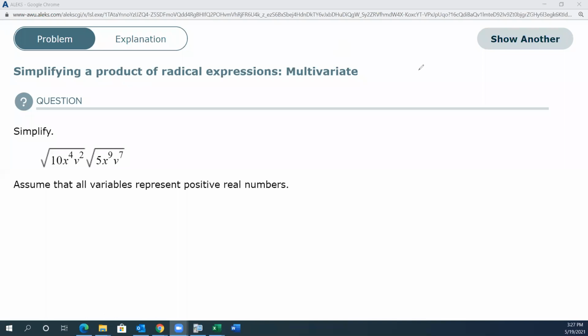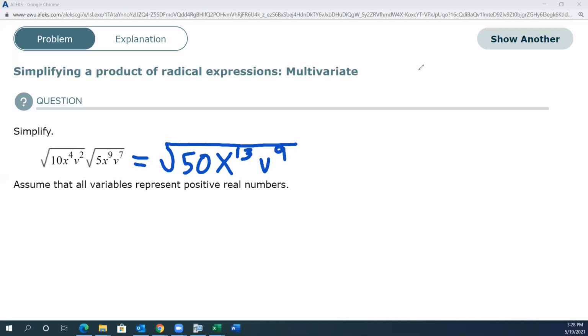So now we'll do it again, except this time we get to play with variables, and hey, what more could a guy ask for, right? Okay, so I've got 10 times 5 is 50. Cool. And then I'm going to have x to the 4th times x to the 9th. They're all going to end up inside a single radical, so I'm just combining them now. That'll be x to the 13th, and then y to the 9th.